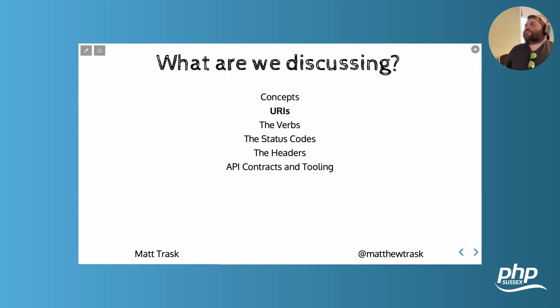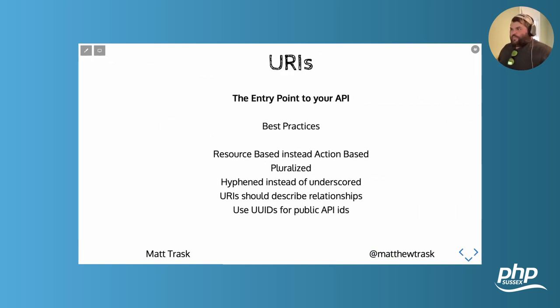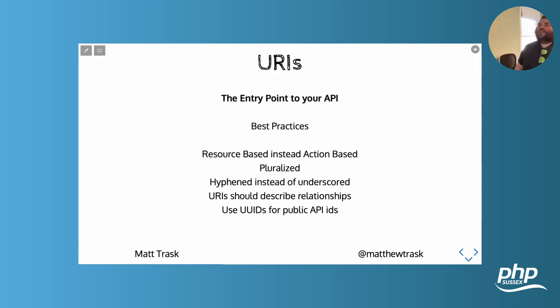All right, so moving right down the list, we have the URIs next. The URIs are the entry point of your API. This is one of the first things people are going to interact with when they are connecting to your API. So if you think about using Postman or PAW, curl, HTTPie, things like that, the most tactile thing that they're going to be typing is your URIs. So you really want to think through how you build them.